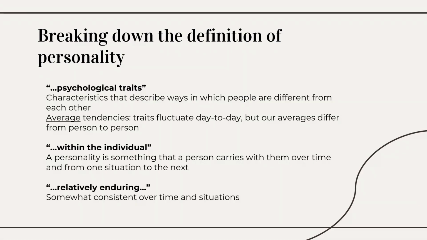And the phrase relatively enduring is also important. Personality is not completely fixed forever, but it tends to show consistency. People can change over time due to experiences, development, relationships, culture, or major life events. But personality traits are usually stable enough that psychologists can study and measure them.